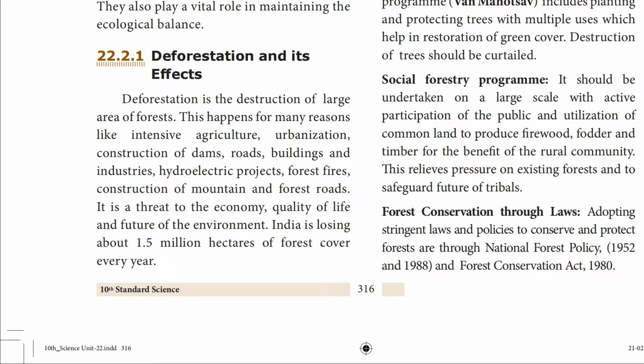Deforestation and its effect. What do you mean by deforestation? It is the destruction of a large area of forest. So when we cut down the trees and destroy these forests for reasons like agriculture, urbanization, construction of dams, roads, buildings, etc., we lose a large area of forest. And it becomes a threat to the economy also. The quality of life and the future of the environment also get spoiled.